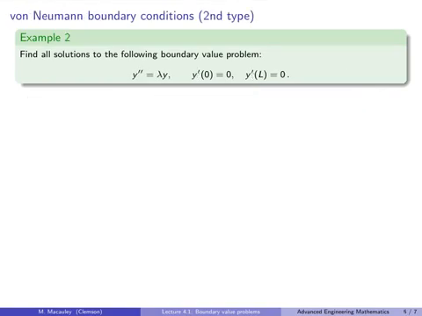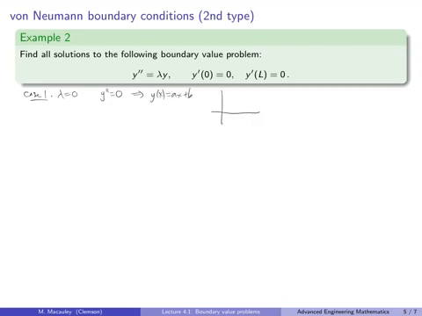Here's example 2. Let's find all solutions to a different boundary value problem. So it's the same ODE, but now instead of specifying the value of the function at 0 and L, we're specifying the rate of change. So these are called von Neumann boundary conditions, and we'll see how they differ. Now the methodology is going to be the same. So we'll look at 3 cases. Case 1 is when lambda equals 0. And so now we have y double prime equals 0, and y of x equals ax plus b.